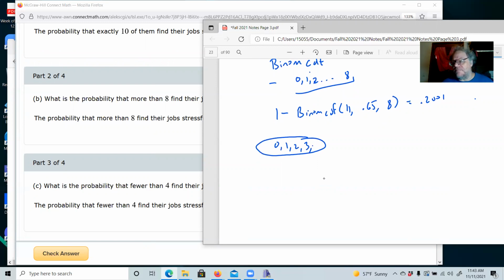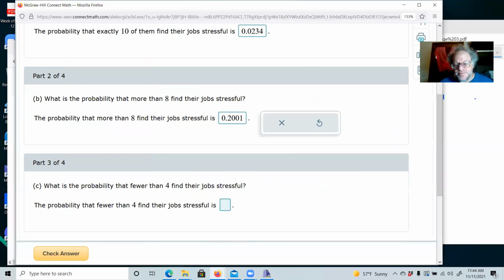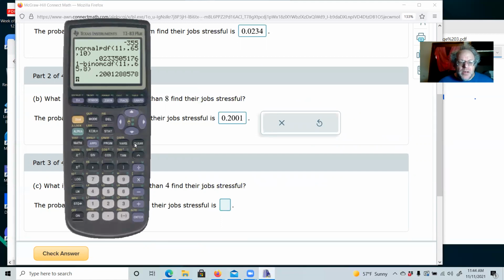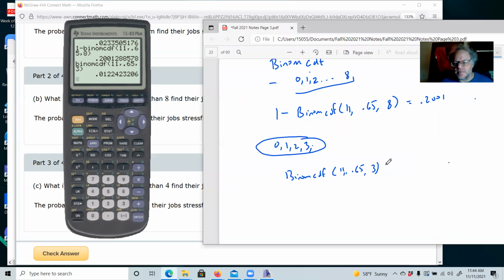So in this case, it's not more than, it's just binomial CDF. We have 11, 0.65, and we're going to go up to 3. That's what we want. Again, we're going to go to binom CDF. We have 11. Always keep the scenarios the same, and then up to 3, fewer than 4. So we get 0.0112, sorry, 0.0122.